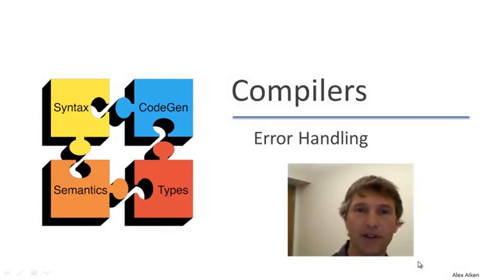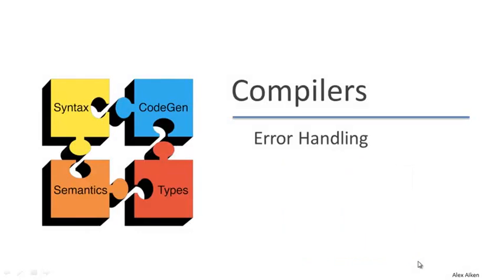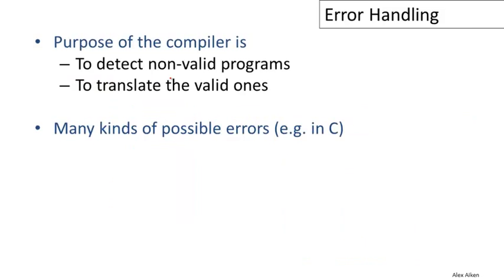In this video, we're going to digress a little bit and talk about how compilers handle errors, and in particular, what kind of error handling functionality is available in parsers. A compiler has two relatively distinct jobs.